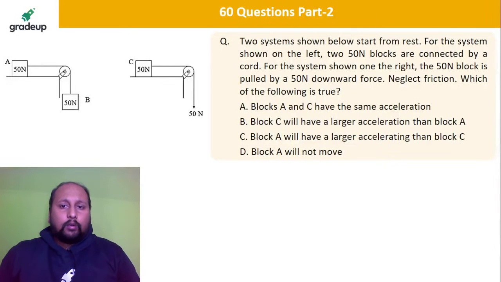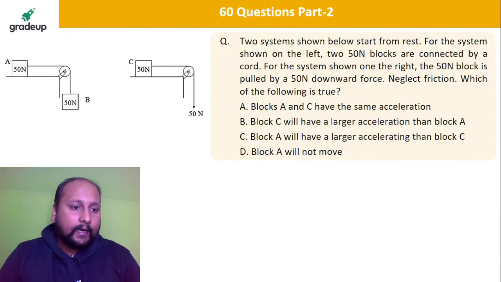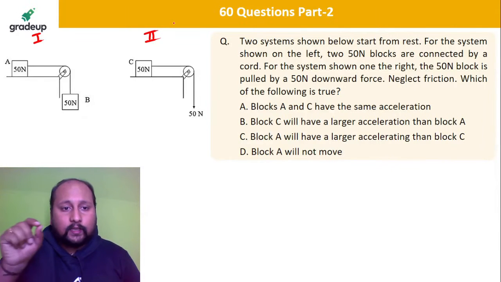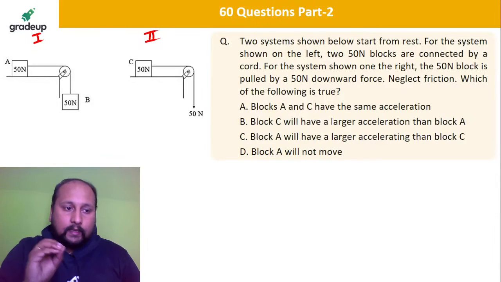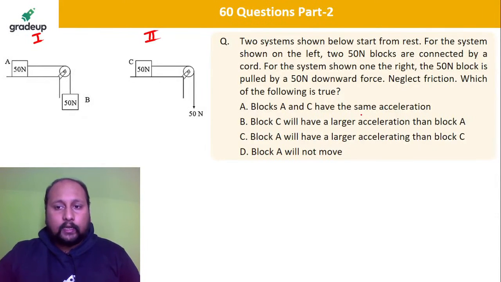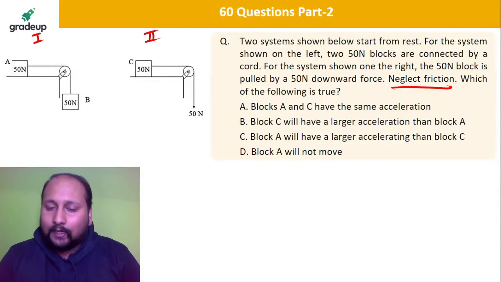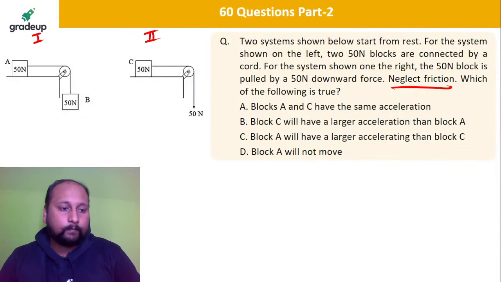Two systems shown below start from rest. For the system shown on the left hand side, you can see there are two diagrams. One is on the left hand side, this is your system number 1, this is system number 2. You have to tell me which of the systems will be having more acceleration, A or C. Same block, 50 Newton, and friction is being neglected. So which of the statements is correct? Block A and C will be having same acceleration. Block C will be having larger acceleration than block A. A will be having larger than that of C. A will not move. Let's see. Who will be answering this question quickly?